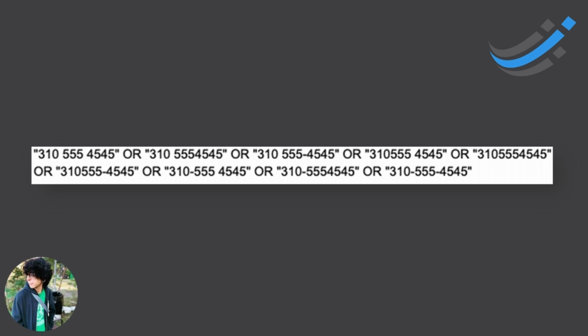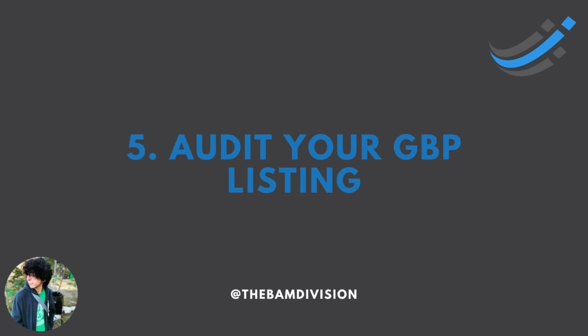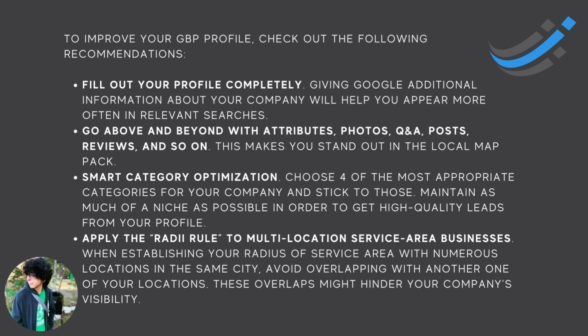Number 5, Google Business Profile audit. To improve your Google Business Profile, check out the following recommendations. Fill out your profile completely. Giving Google additional information about your company will help you appear more often in relevant searches. Go above and beyond with attributes, photos, Q&A, posts, reviews, and so on. This makes you stand out in the local map pack.